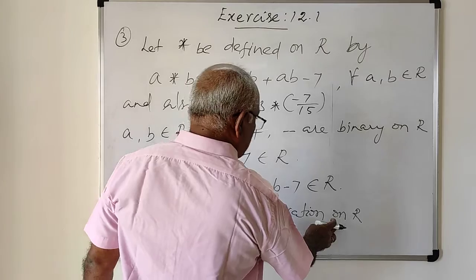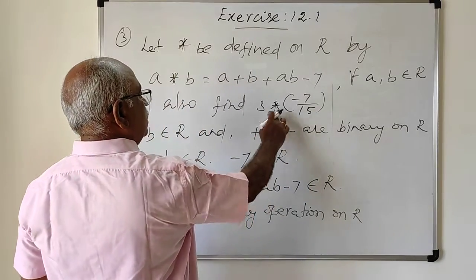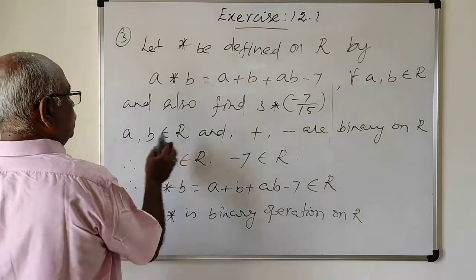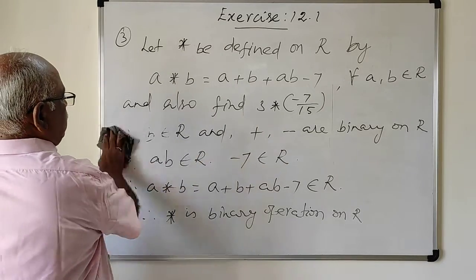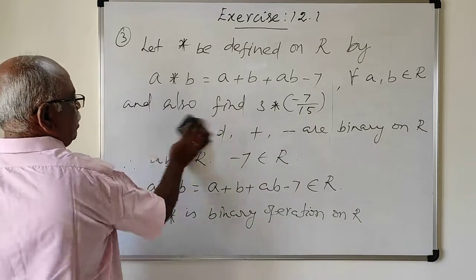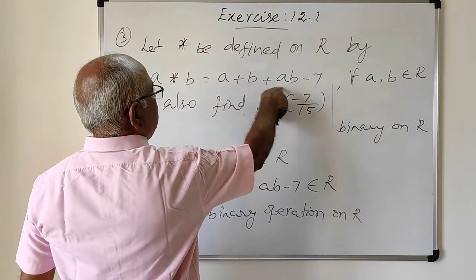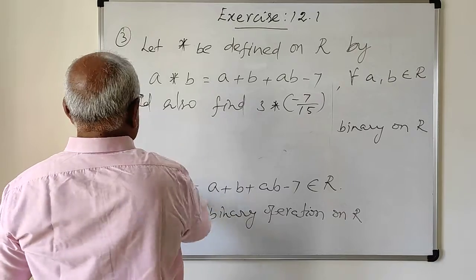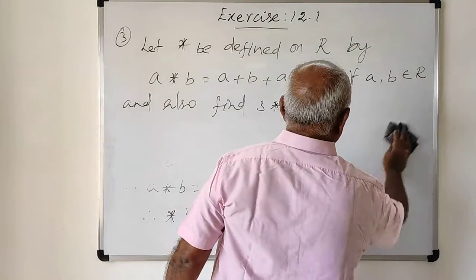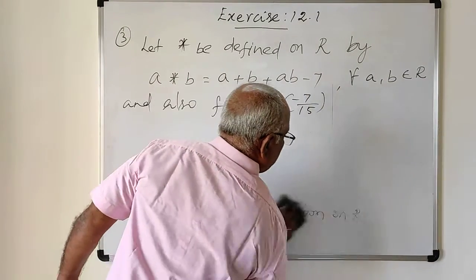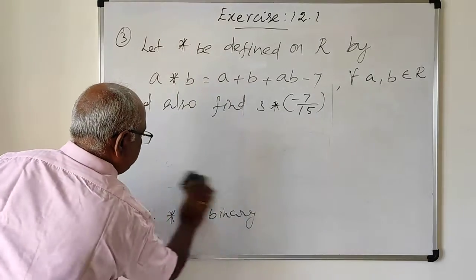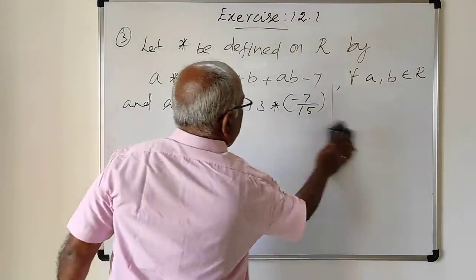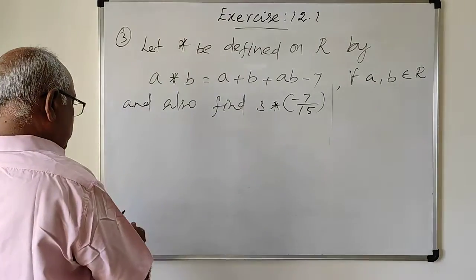This is the first part. And they also asked you to find out 3 star minus 7 by 15. Star is a binary operation on R because all the elements belong to the set R, hence the sum also belongs to R. Hence star is binary. Now we have to find out the value.